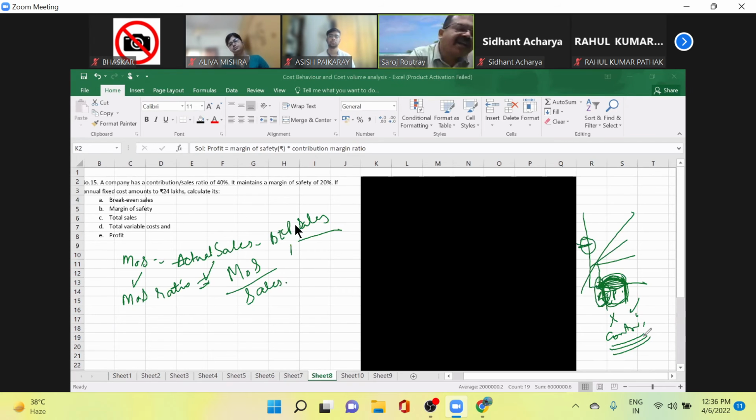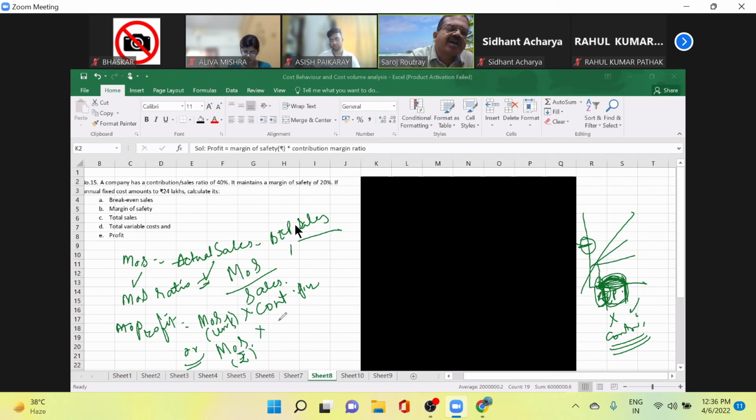Okay. So my next formula is profit is equal to margin of safety, if it is in units, into contribution per unit, or margin of safety in rupees into contribution margin ratio. Note it down and then try to find out these things.